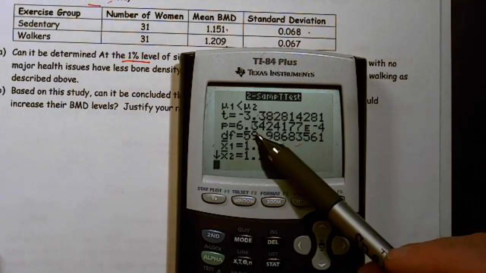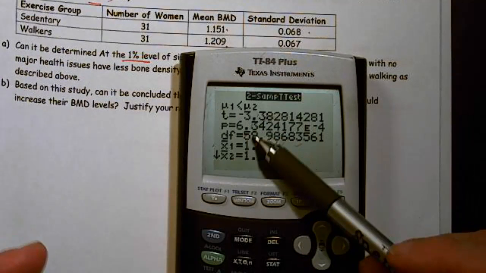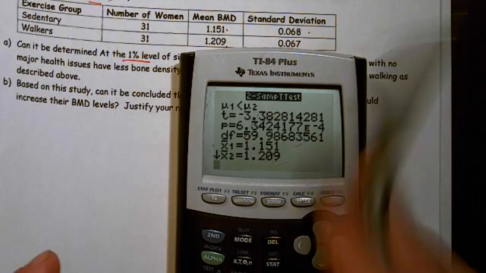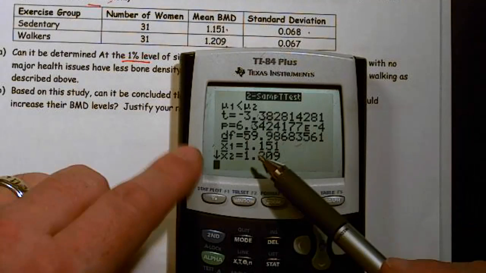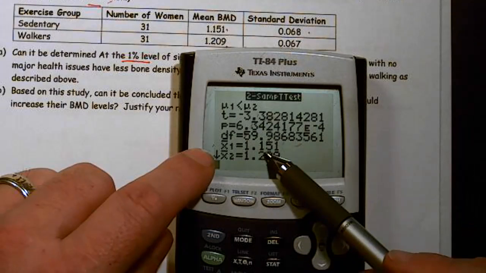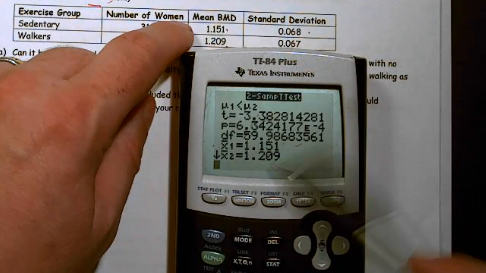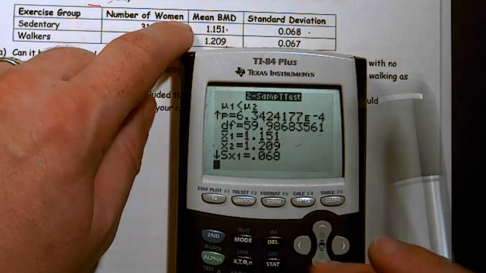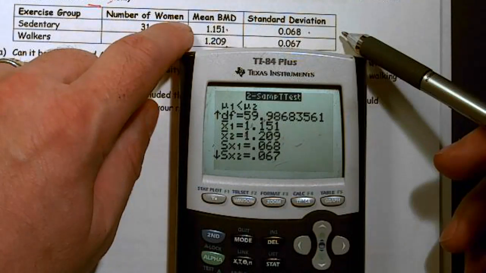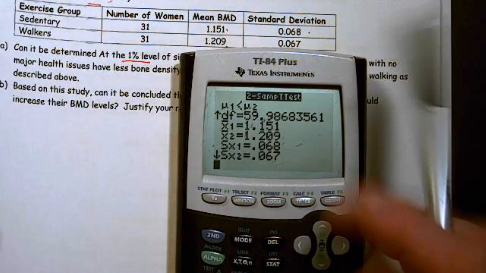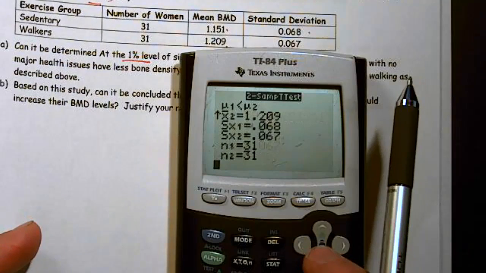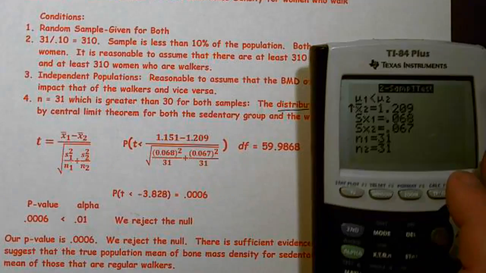And so there's my information, and I'm going to write all of that down. And once again, this is a good check. And I would check these every single time. Did I input my data right? 1.15, 1.209, standard deviation, 0.068, 0.067. Make sure those match. Then we have our sample sizes. Make sure those match so you don't get caught with a careless error.